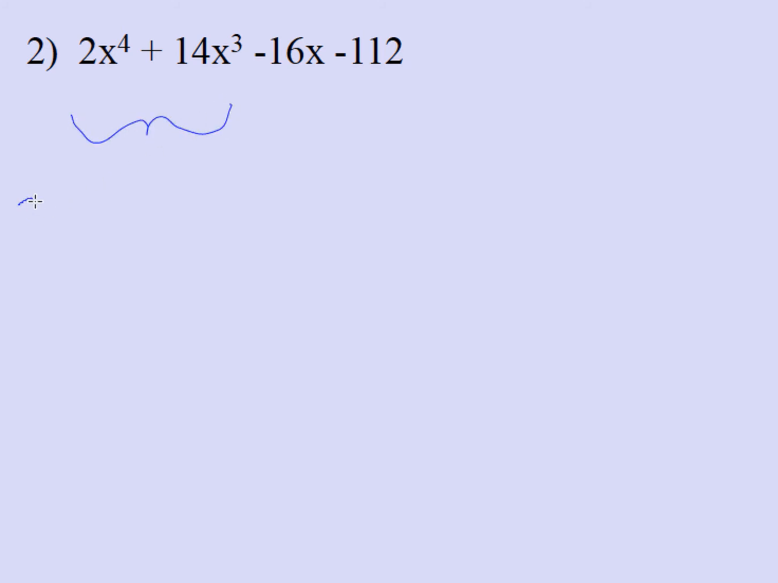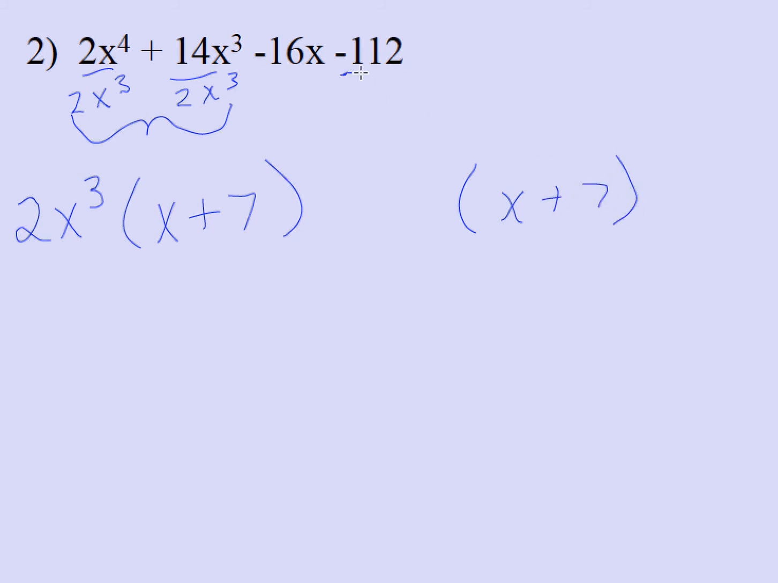Out of this first group, I'm going to take 2x cubed, that's going to leave me with x plus 7. Remember, I want this to be x plus 7 also. So what do I have to divide negative 112 by to get positive 7? It's negative 16. So it's going to be a negative 16 there, negative 16 in here. Then we take this 2x cubed, put it with the negative 16, x plus 7.